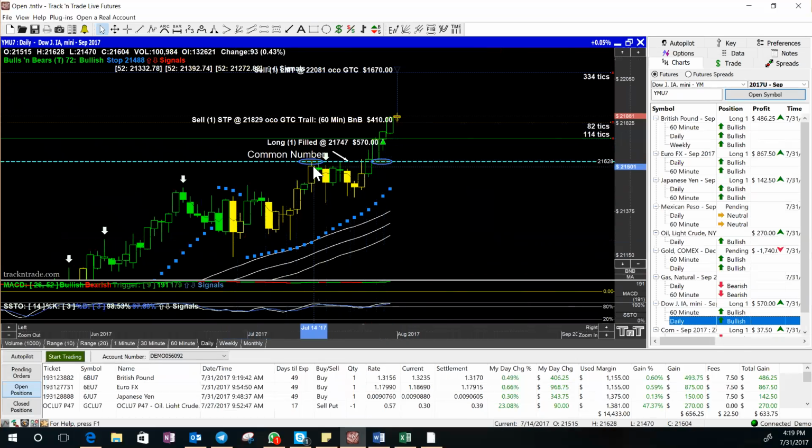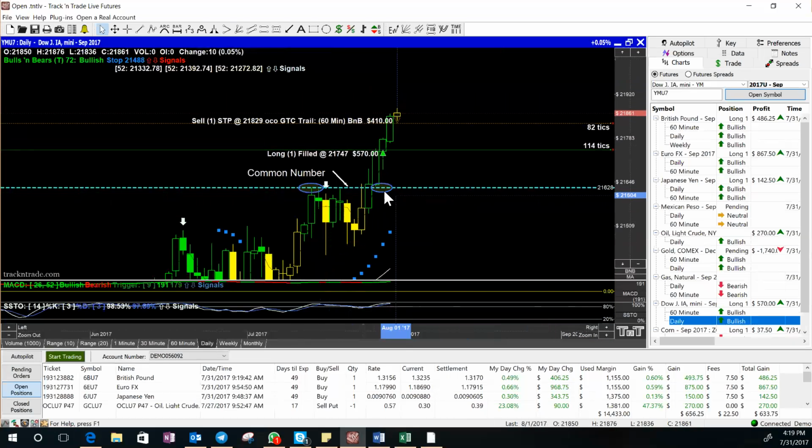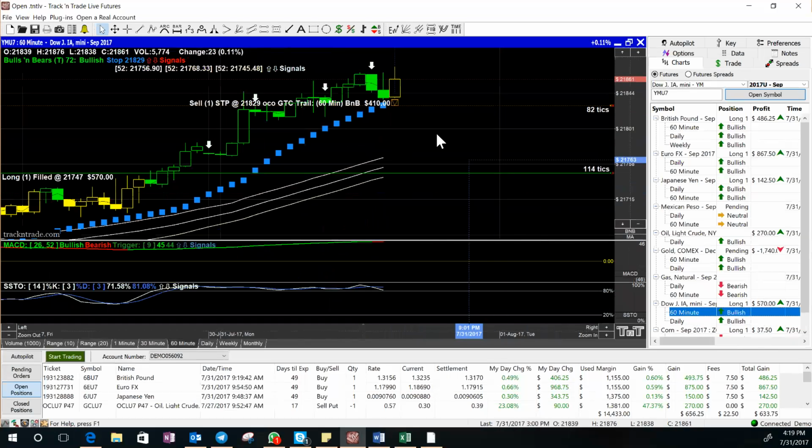Common numbers are where you have resistance on one area, and it came down and made support on the other side of it. You can see here. And I'm sure you've heard support becomes resistance, resistance becomes support. And so originally my stop was here, and now that stop is trailing the blue light. And we were almost stopped out on that today. I got a $410 profit locked in on it.